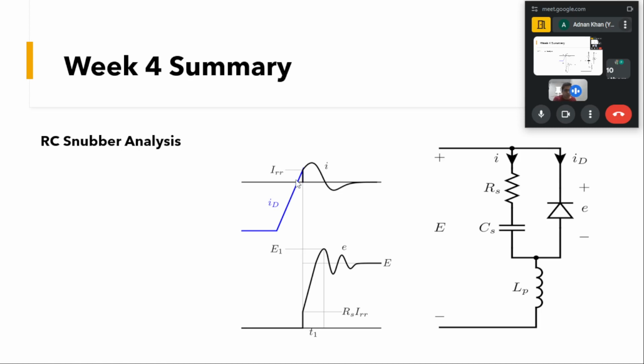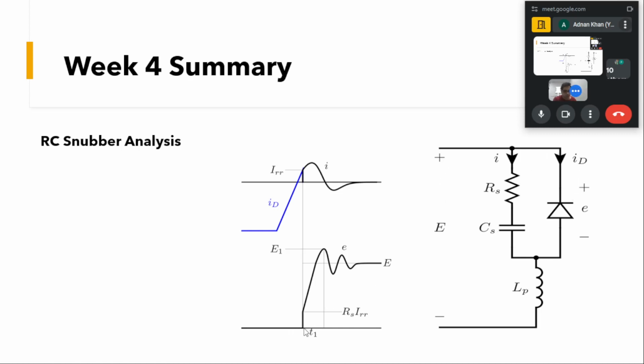And as soon as this current reaches the reverse recovery current and this diode starts to block, this current will have a path through this RC snubber. This current will shift from this diode to this RC snubber, and when this current flows through this RC snubber, the capacitor will start to charge, and this voltage will start to appear across this device.